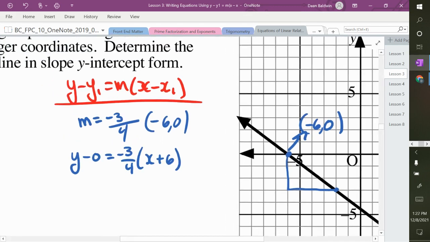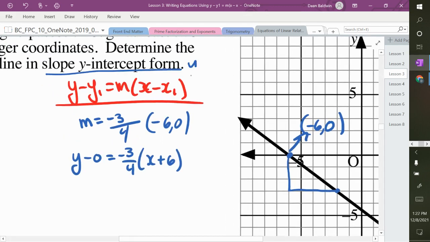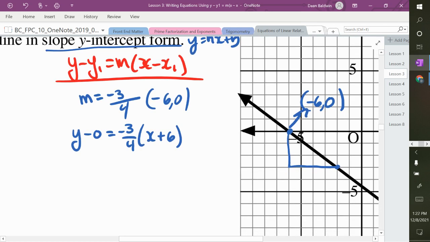They want the answer in slope y-intercept form, which is y is equal to mx plus b. So what do I need to do here? Algebra. So y minus 0 is still just y. This gets dumped into here. What's negative 3 quarters times x? Negative 3 quarters x. Do we remember how to multiply fractions? How do you do it? Top times top, bottom times bottom.